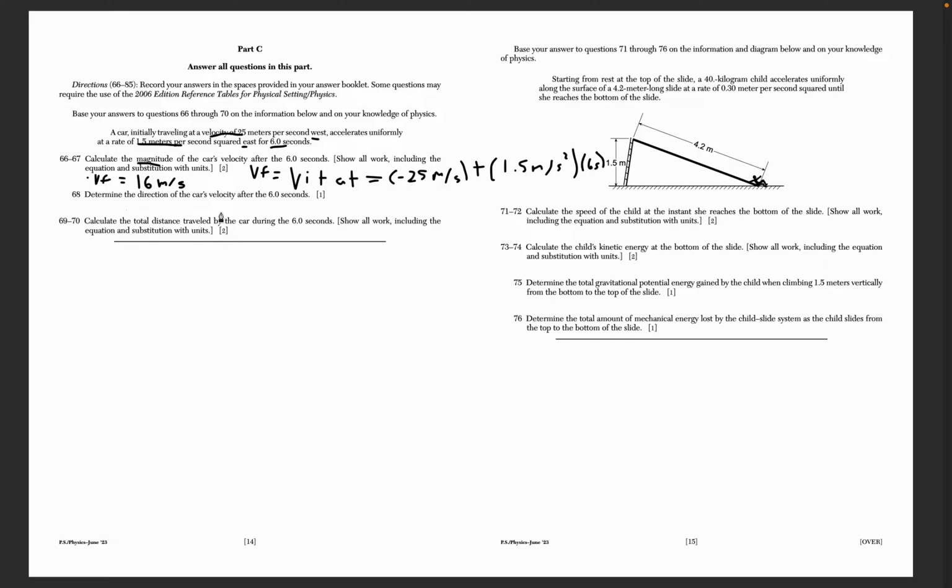Determine the direction of the car's velocity after this 6 seconds. Well, I just said it was negative, so that means it would be going west.